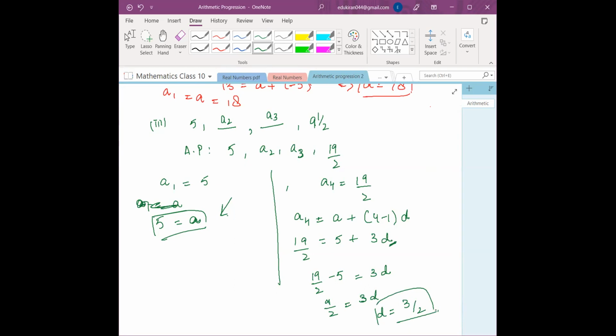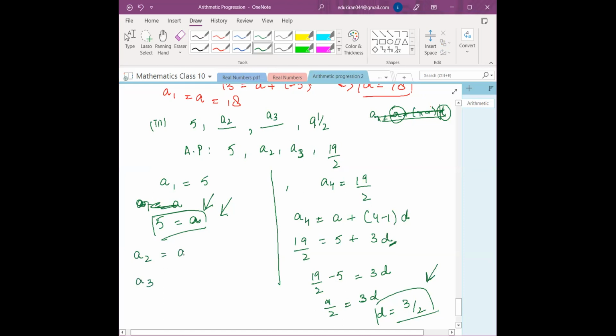Yes, ma'am. So in the formula an is equal to a plus n minus 1 into d, you need a and you need d, then you can obtain any term of the AP, right? These are the two things you require. Now, since you know how much is your a and how much is your d, you can easily find a2 and a3, correct?